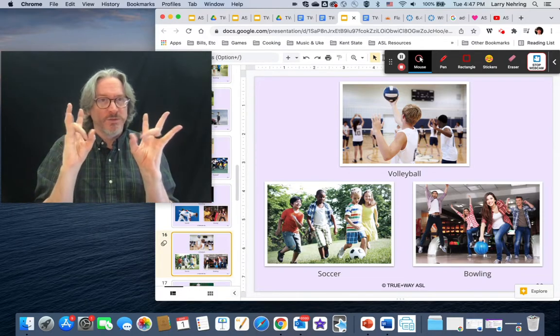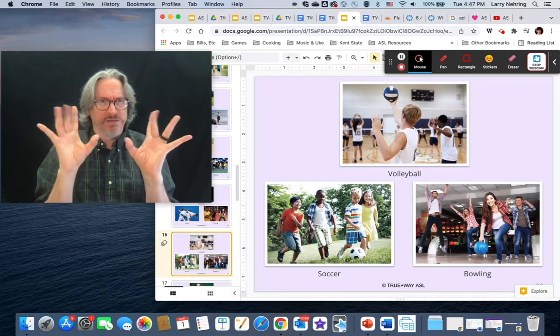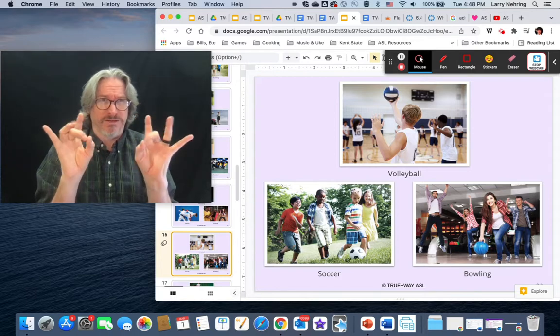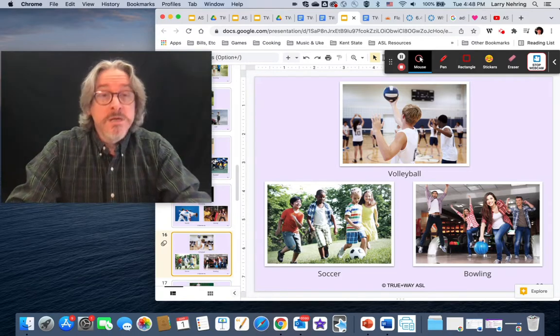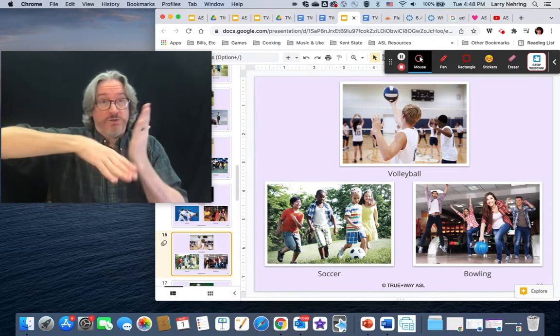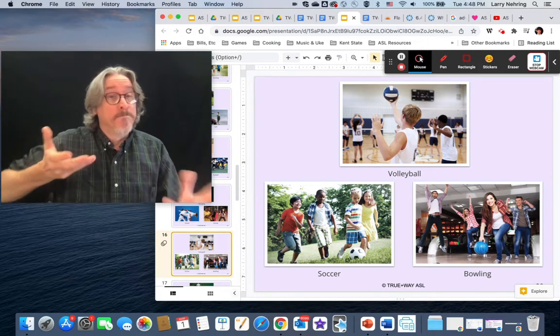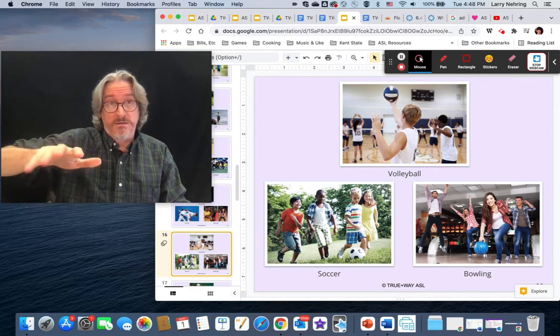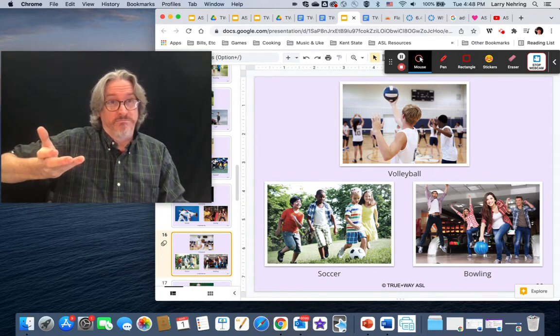Volleyball, and some people will do it with different fingers. If you watch the videos, sometimes they do it with. I almost never use my ring finger for anything. Soccer. So you just kick your hand. Bowling has two different variations. Some people do bowling this way. Some people do it this way. Bowling.